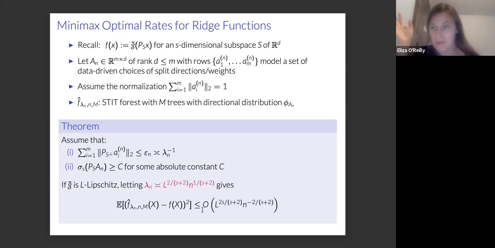these S-dimensional ridge functions. So to reiterate and clarify, this is modeling a setting where, given a certain amount of data, we're learning a good directional distribution. So now the directional distribution depends on n. It depends on the amount of data that we have. And as n grows, if we're able to learn a good enough directional distribution, this class of STIT tessellations has the power to achieve minimax optimal rates for this class of ridge functions.